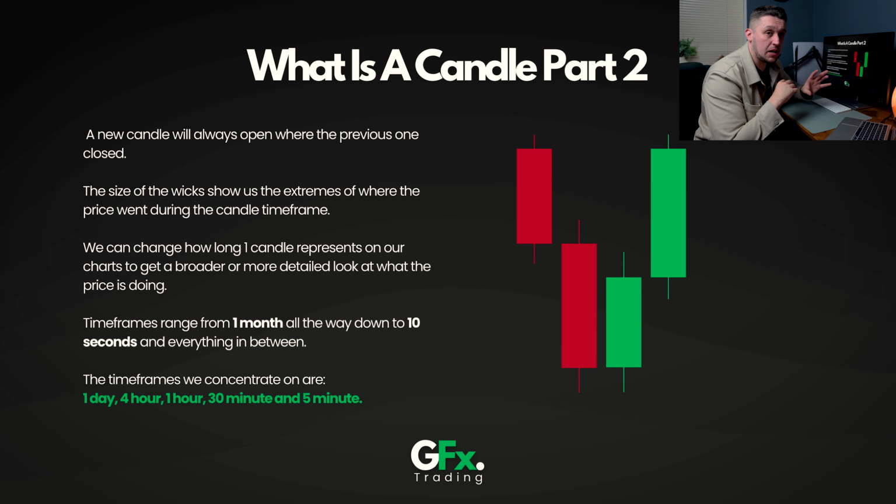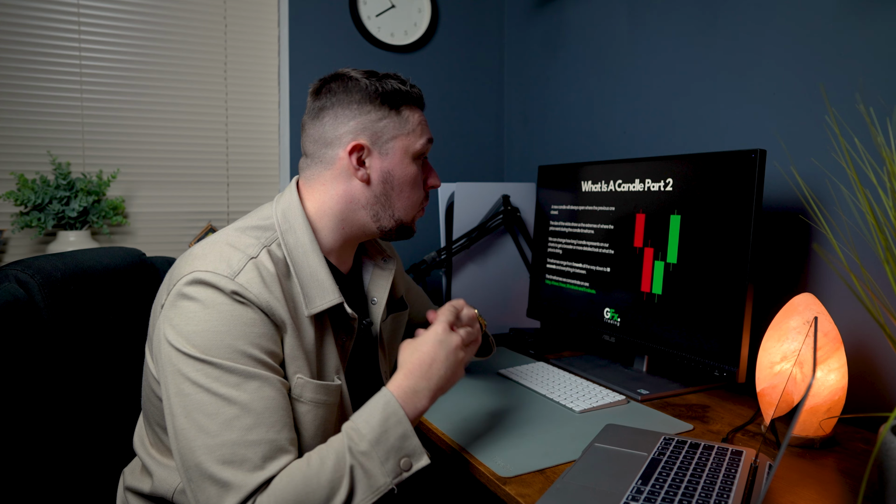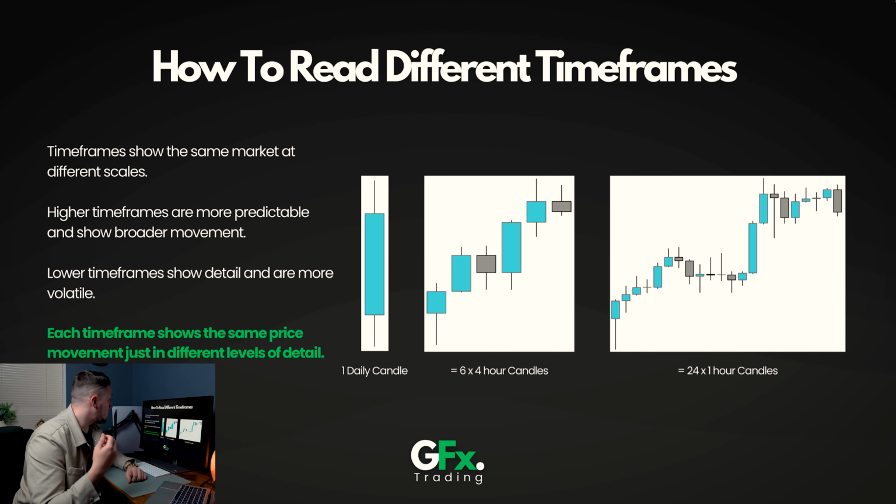And just talking about time frames, we can actually change how long one candle represents within our charts. And I'll show you how to do that on TradingView a little bit later. But basically we can set these time frames from anywhere from 1 month to a second. So each of these candles could represent 1 second of price movement, or it could represent 1 month of price movement. And we have the options of anything in between as well. So when we change how long these candles represent, we can then get a more detailed look at what price is actually doing.